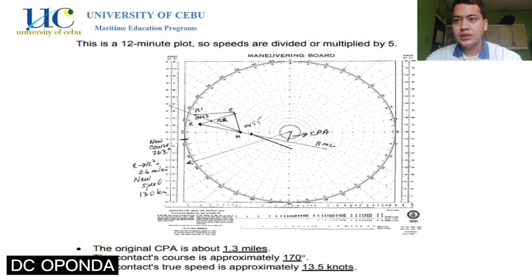Since this is a 12-minute plot, speeds are divided or multiplied by 5. The original CPA is about 1.3 miles. The contact's course is approximately 170 degrees. The contact's true speed is approximately 13.5 knots.